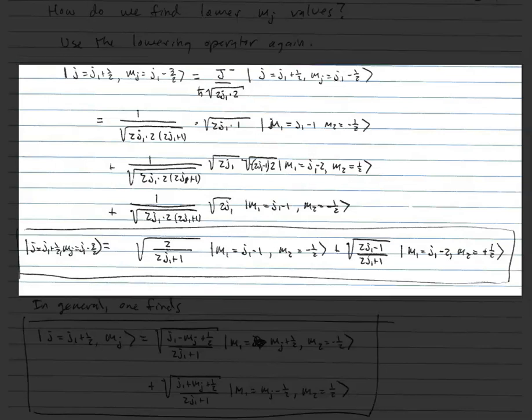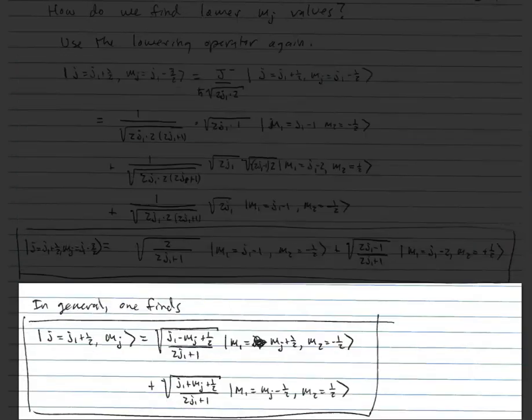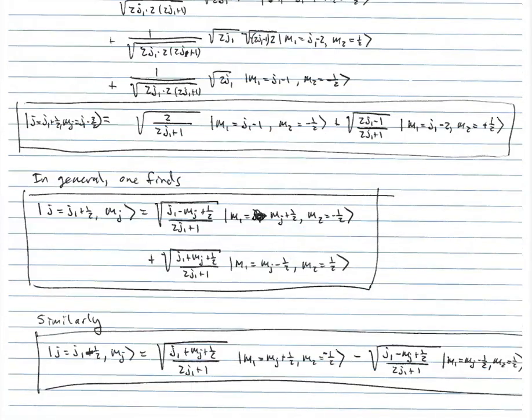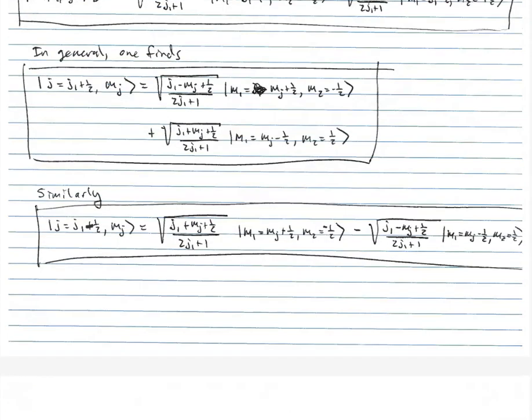And then you can work this out in general. And so the general formula is square root of j1 minus mj plus a half over 2j1 plus 1 times the state m1 equals mj plus a half, m2 equals minus a half, and square root of j1 plus mj plus a half over square root of 2j1 plus 1, m1 equals mj minus a half, m2 equals a half. Okay, you can't immediately see, and it's not obvious that that's the case, but this is the result. And I'm going to show you how we get that in just a moment.